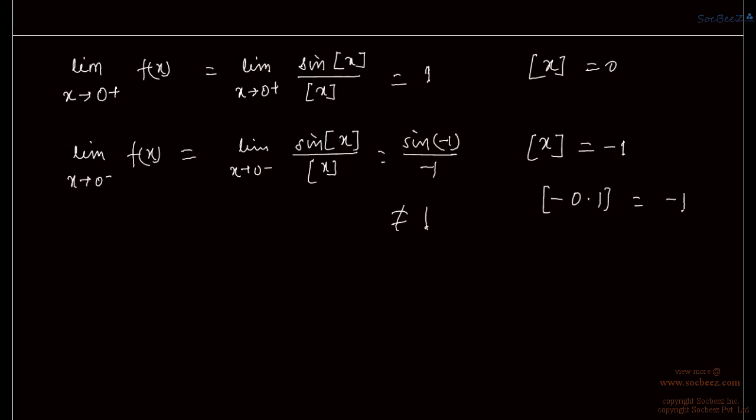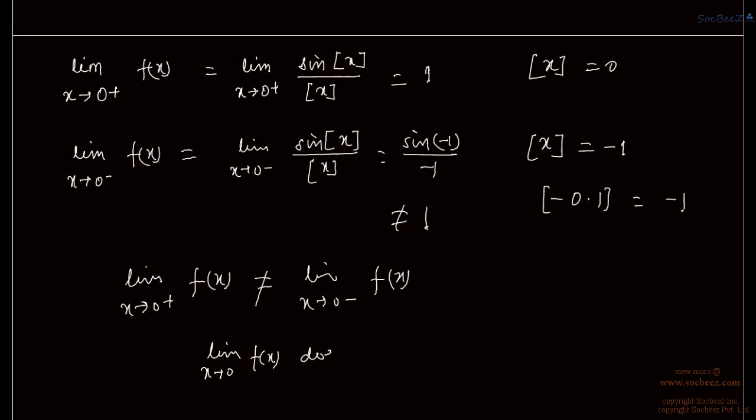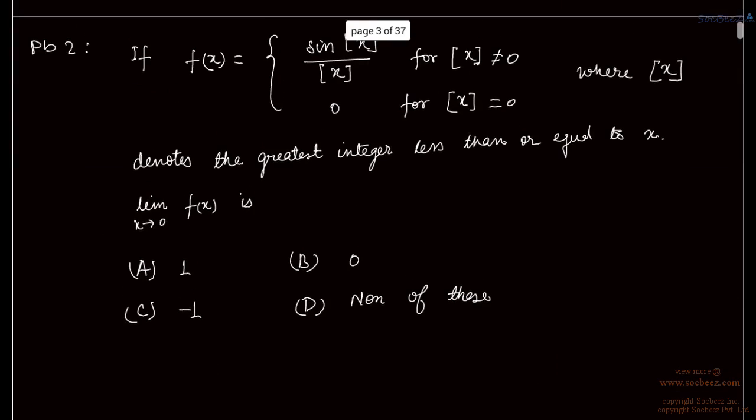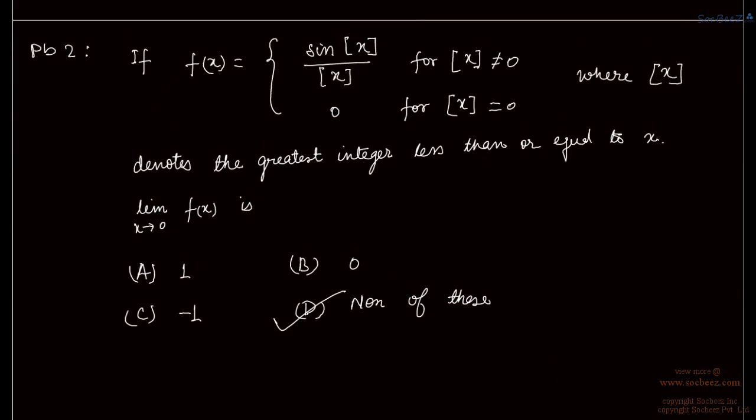Again here also, limit x tends to 0 plus f(x) is not equal to limit x tends to 0 minus f(x). So this limit does not exist. So here also none of this is correct, right?